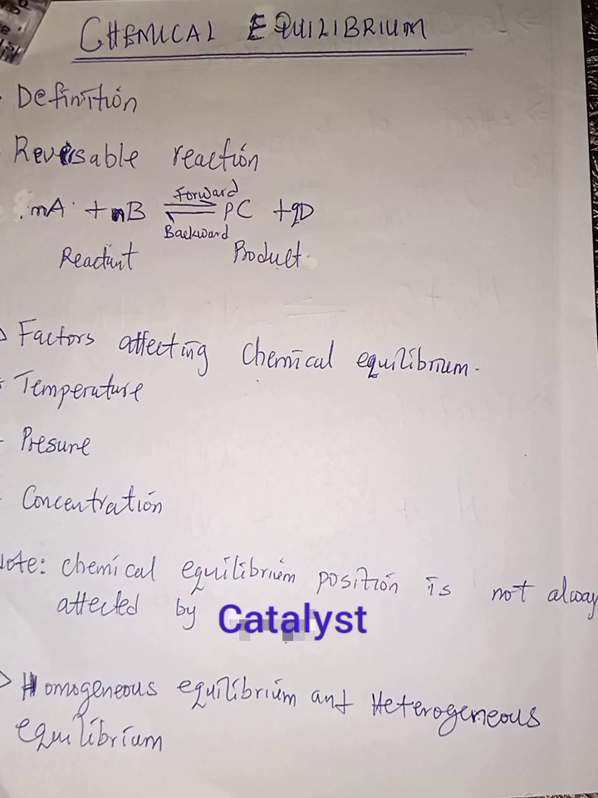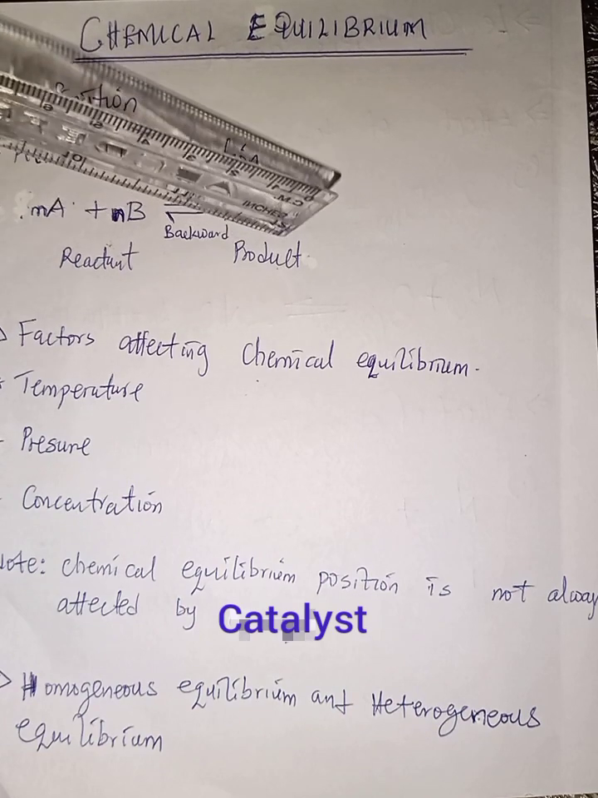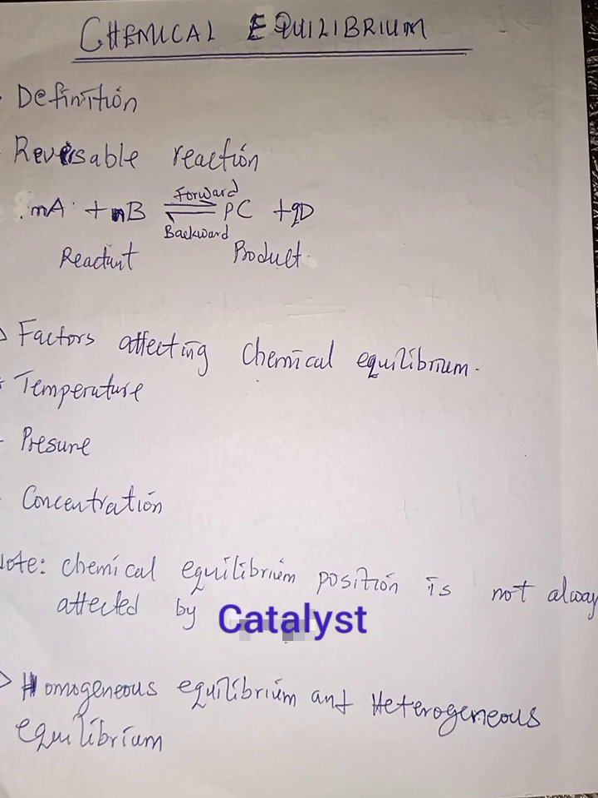Now, equilibrium, or chemical equilibrium, is a state in which both the reactants and products are present in concentrations that have no further tendency to change. Chemical equilibrium is what? It is a state in which both the reactants and the products are present in concentrations that have no further tendency to change.